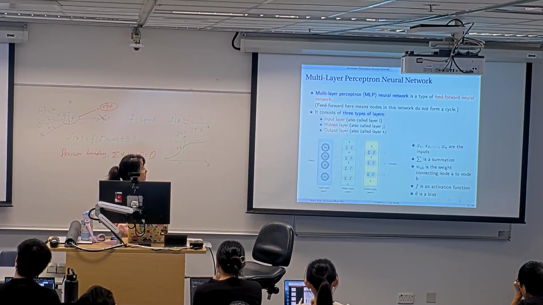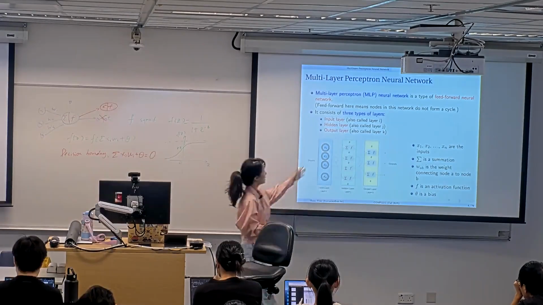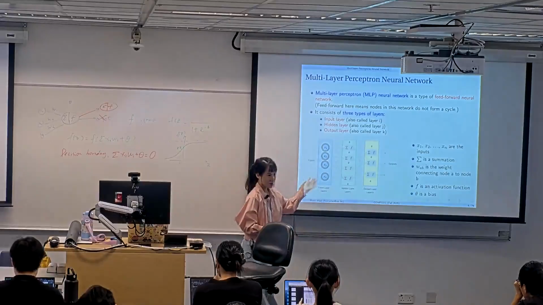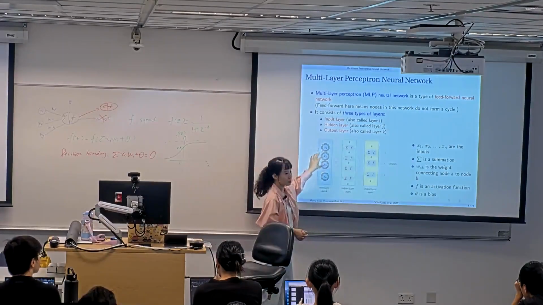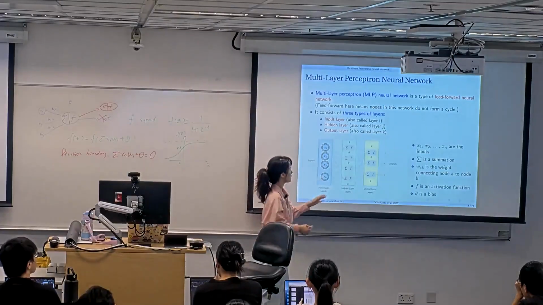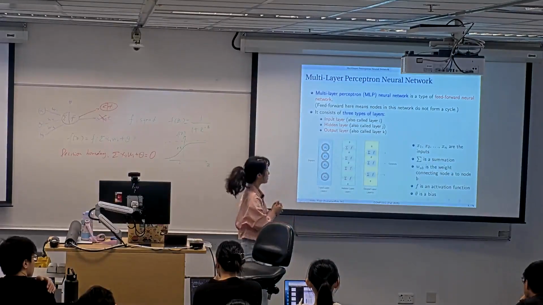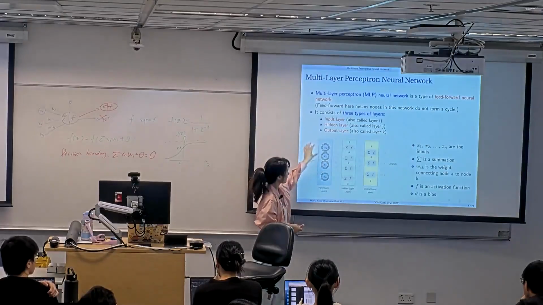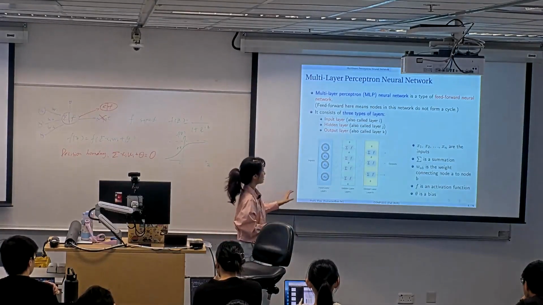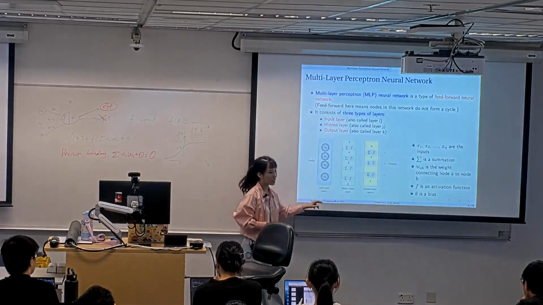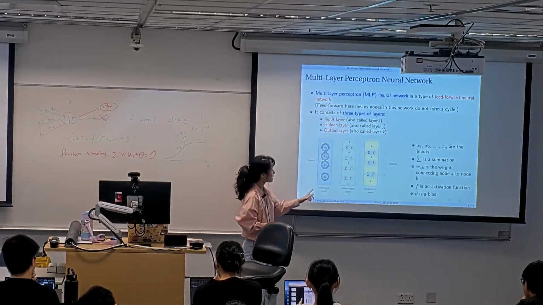Then for MLP, it consists of 3 types of layers. The first is called the input layer. The input layer, as you can see, is just this layer. We know that for an artificial neuron, we also have these input nodes, right? So in MLP, we just have a layer to store all these input nodes from x1 to xn, representing that we have some n-dimensional inputs. Usually we use the index I to represent the input layer, so we call it layer I.